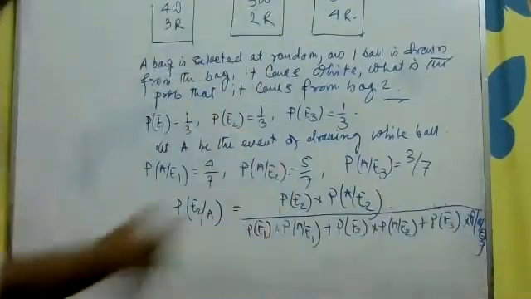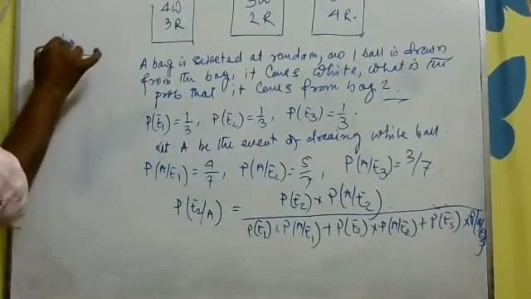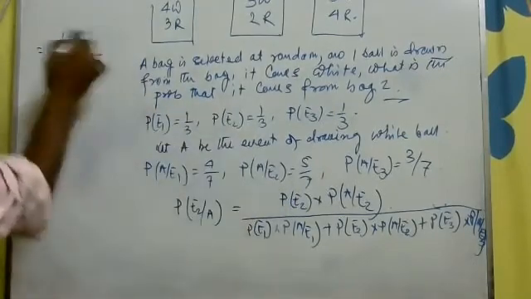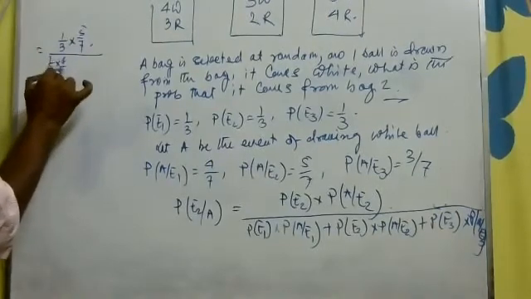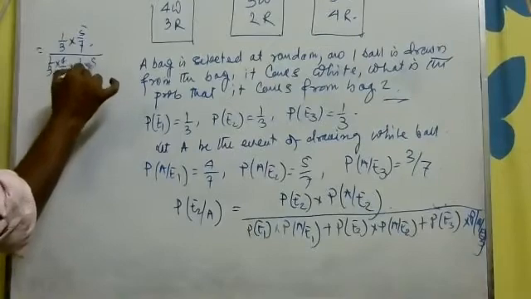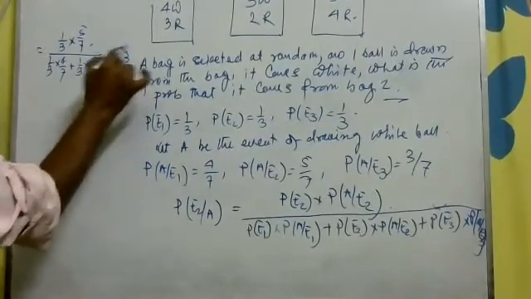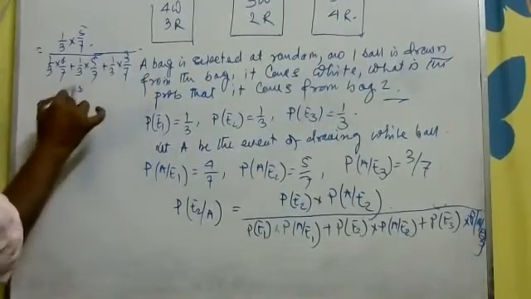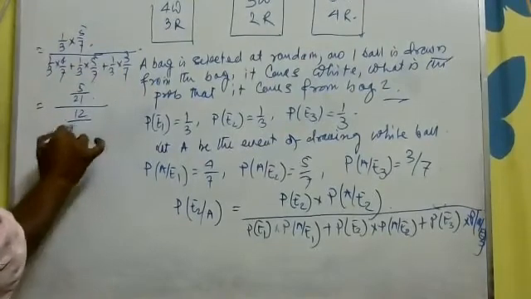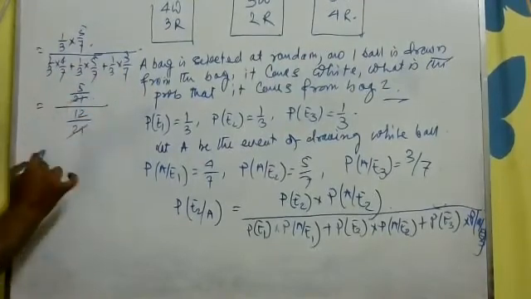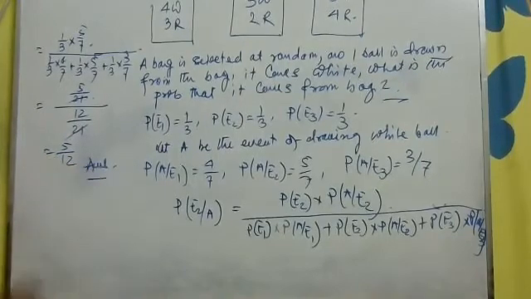Clear? तो इसका वैल्यू आएगा, that is equal to probability of E2, means 1/3, into probability of A by E2 is 5/7. This whole thing divided by 1/3 into 4/7 plus 1/3 into 5/7 plus 1/3 into 3/7. So that is equal to, I can say, 5/21 over (4 plus 5 is 9, 9 plus 3 is 12) 12/21. This and this will be cancelled. That is 5/12, my answer. Clear? That is the required probability.